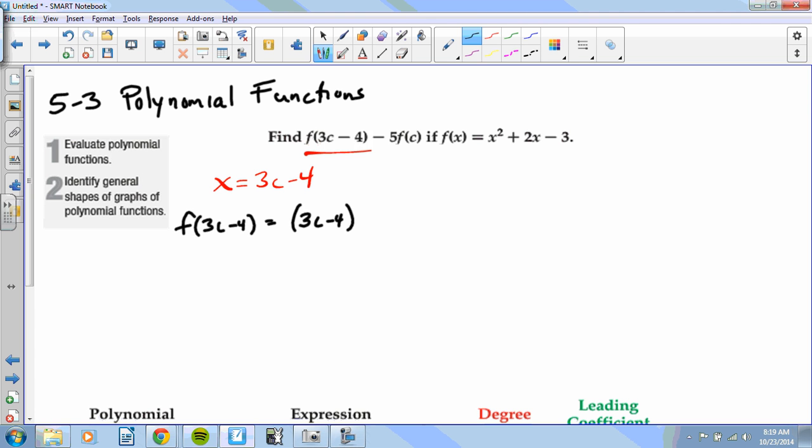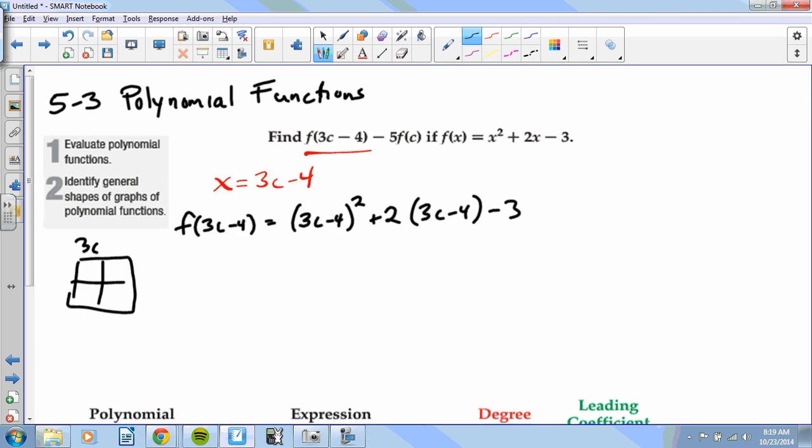3c minus 4 squared plus 2 times, there's another one, 3c minus 4 minus 3. Now it just becomes some cleanup. Now remember, we talked about this yesterday. When I have subtraction to a power, I can't apply my properties of exponents to that. I have to actually multiply this out. So throw it in a little box, or if you can multiply it out in your head, that's great.